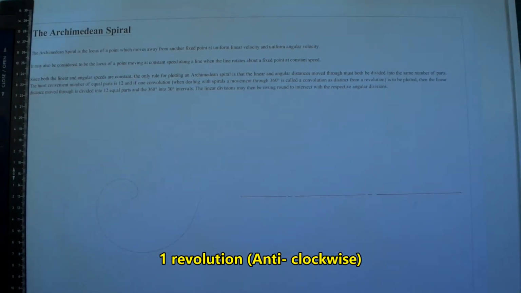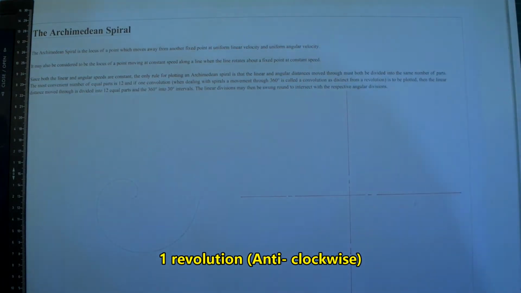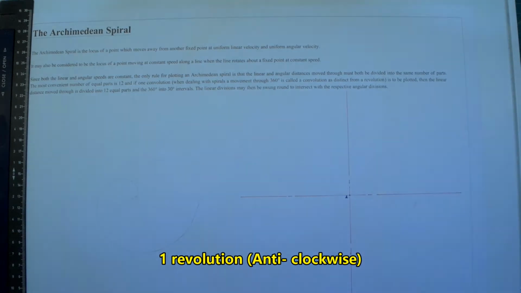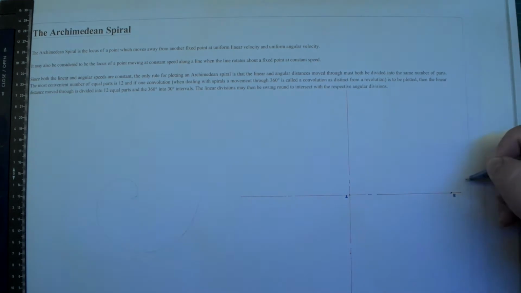When drawing a circular object, we always start with the center line. First, find the center of our circle. Mark points A and B, which is the line of travel.